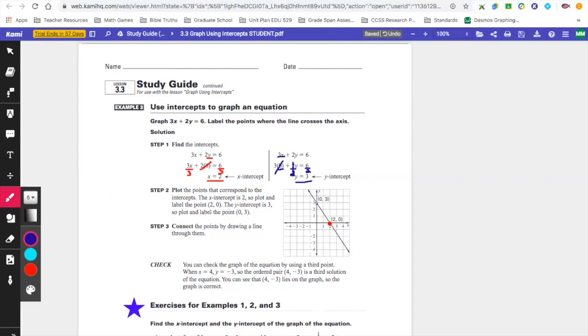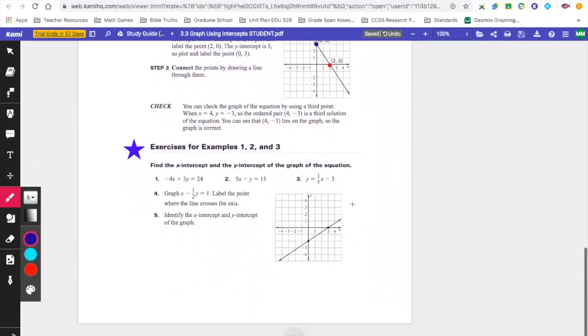Now I can see 2 points. I would simply just connect those 2 points by drawing a line through them. You need to label the intercepts. This is 0 for x, 3 for y. The x-intercept is 2 and then 0.